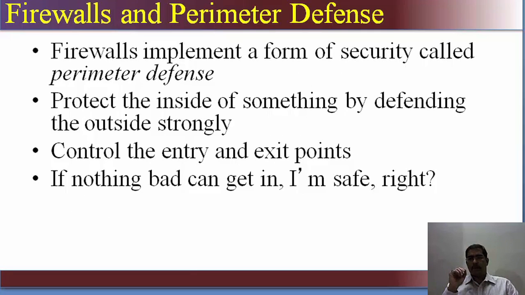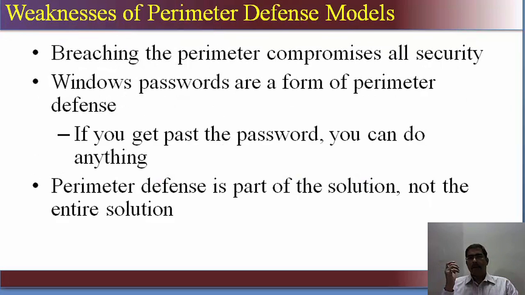Now everybody has heard what a firewall is. Firewalls implement a form of security called perimeter defense. Perimeter is the area surrounding your border or surrounding your network. It protects the inside of a network by defending the outside strongly. So it filters what is allowed within the network and what should not come into the network is dropped. So it controls the entry and exit points: what can go out of the network and what can come into the network. If nothing bad can come in, then I'm safe, right? So that's the general feeling.